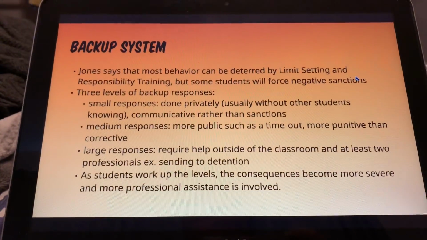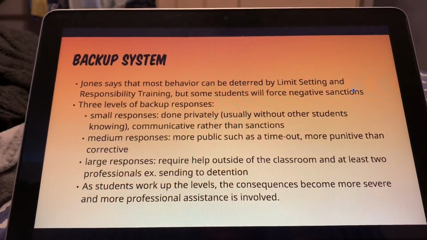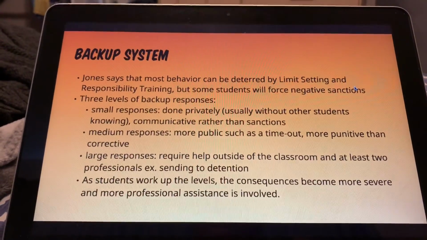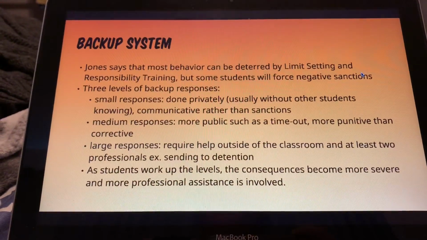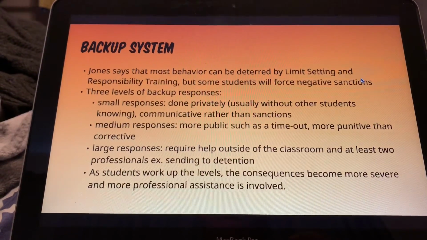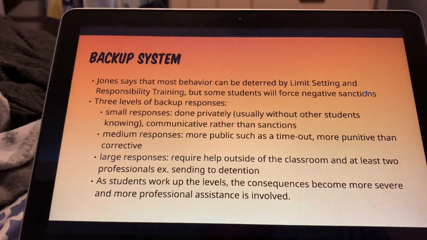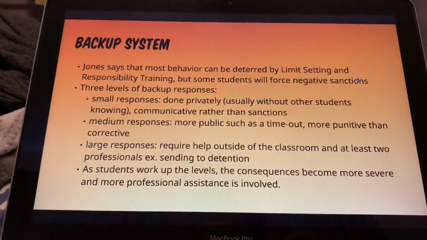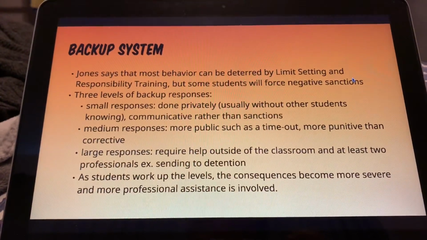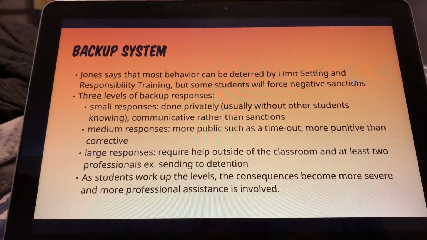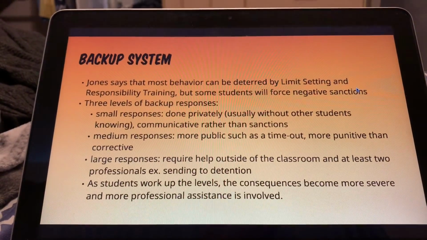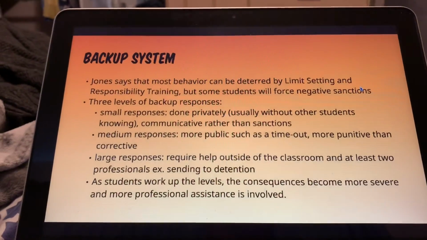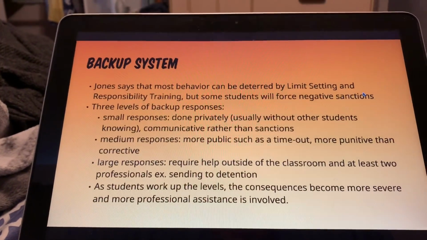And then a medium response is public, but it's within the classroom, such as a timeout, and it's more punitive than corrective. Then large responses require help outside of the classroom and at least 2 professionals. So if you were going to send a student to detention. So it's hierarchical, this backup system. It's a systematic hierarchic organization of negative sanctions. So you have to work your way up.